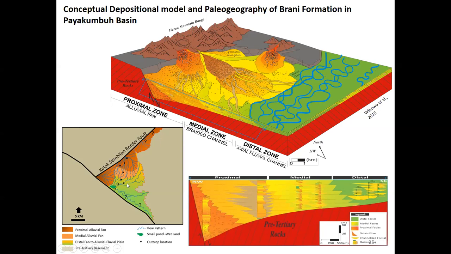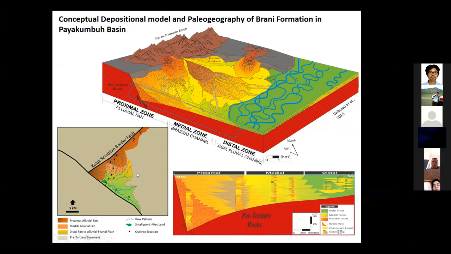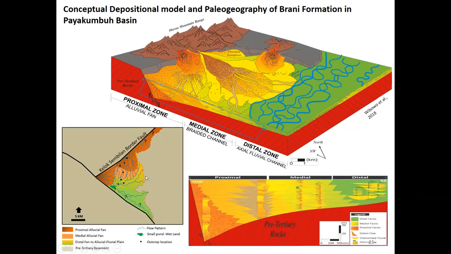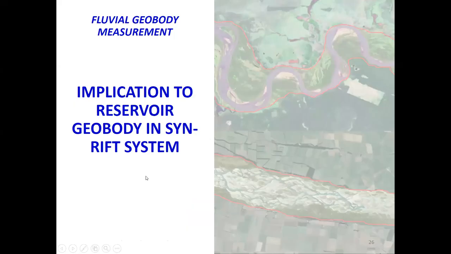So, going to the Takung transfer fault, where we believe it to be the low. I think that's all from me, explaining my findings in the outcrops in the Payakumbuh area. So I will hand over to Mas Iqbal Fardiansyah. He will explain in detail the implication of the outcrops that we found today to the reservoir geobody, which will be helpful for subsurface interpretations. So Mas Iqbal, the time is yours.